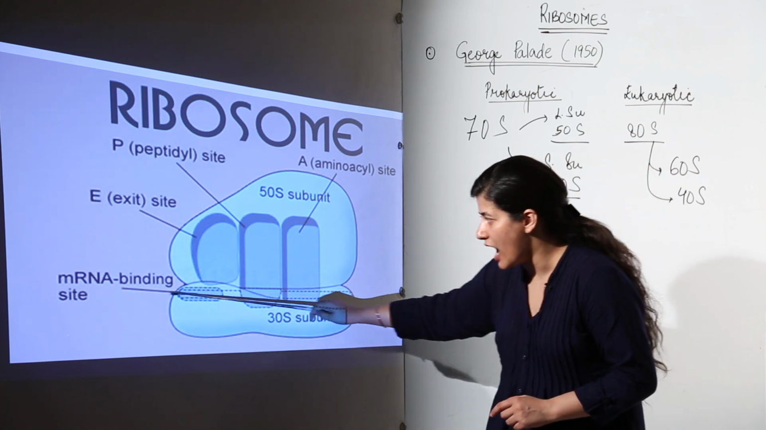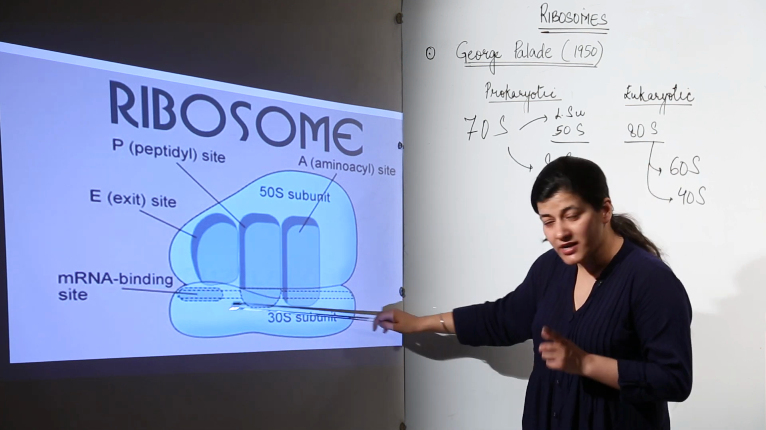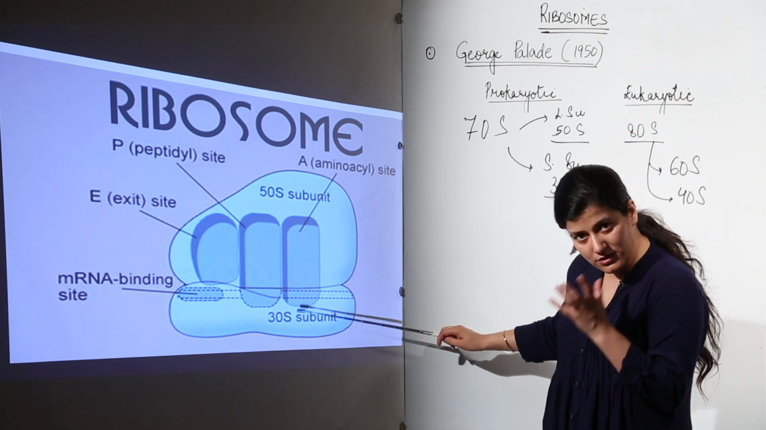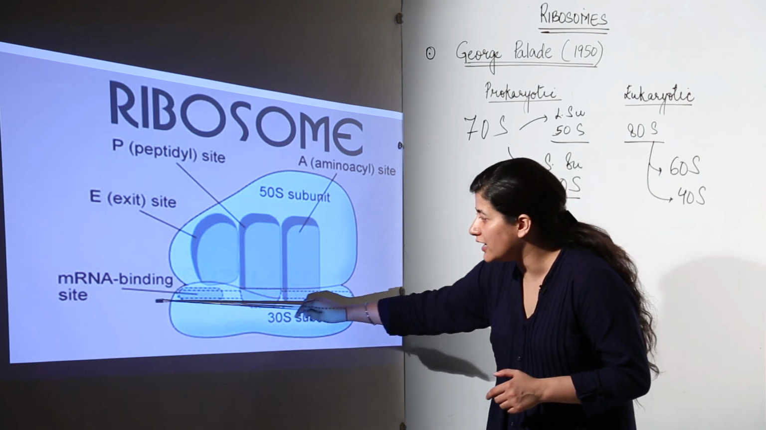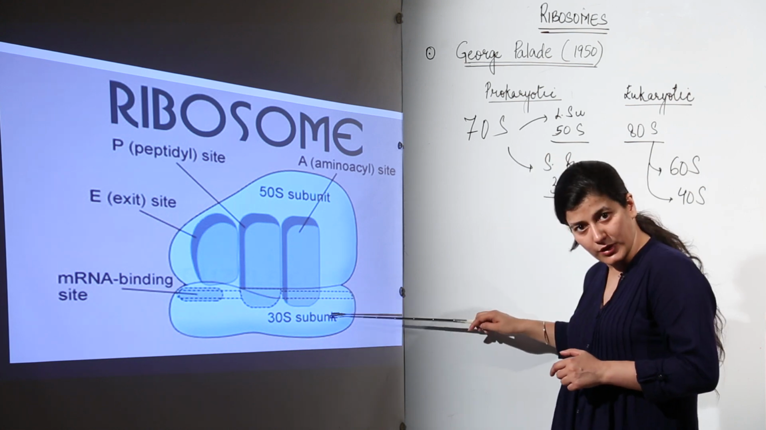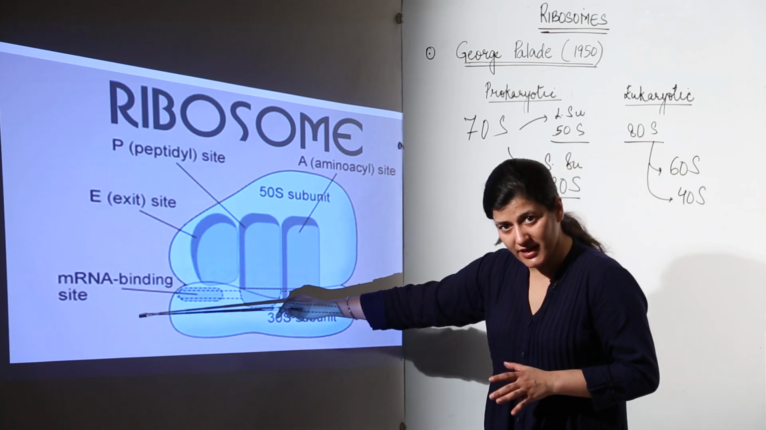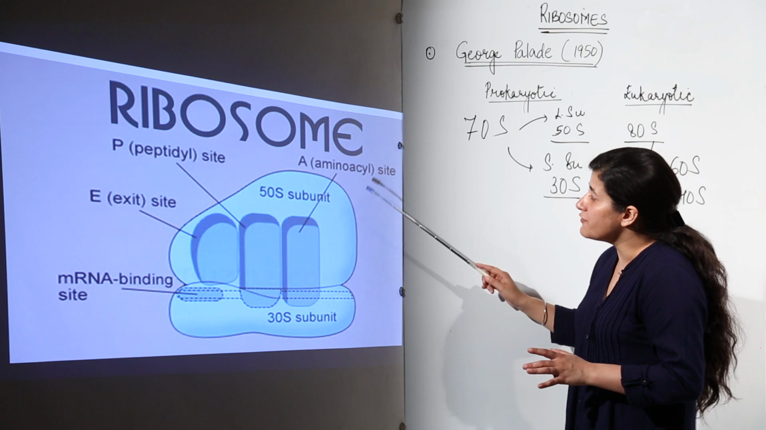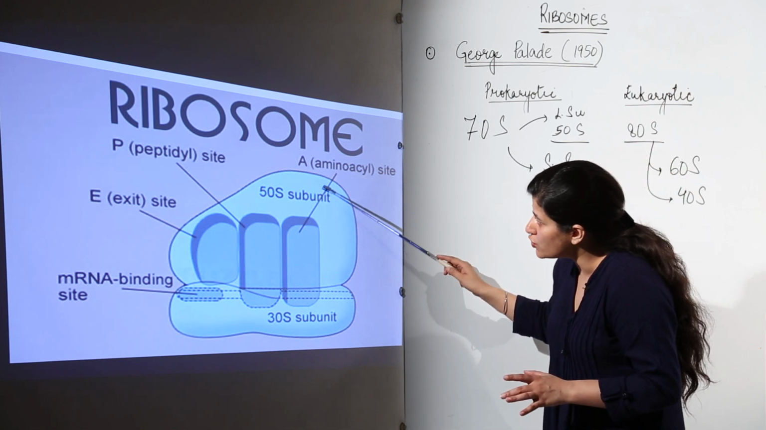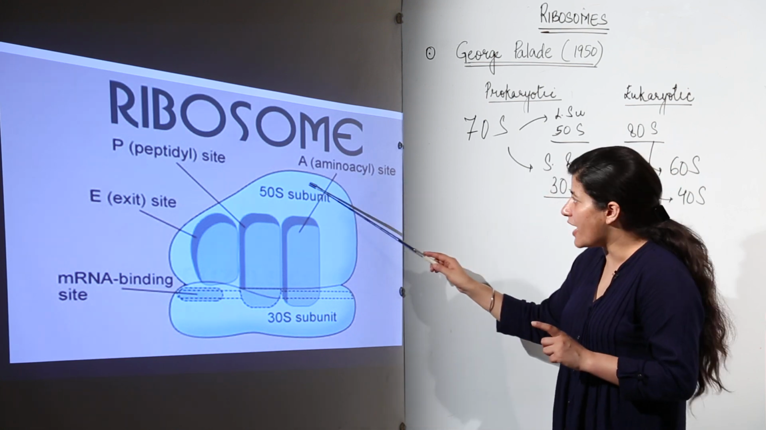This is the mRNA binding site that is in the smaller subunit. As you can see, the 30S subunit is the smaller subunit. Messenger RNA comes and binds in the smaller subunit, at the mRNA binding site. Apart from that, the first tRNA comes and joins at the A site, that is the aminoacyl site.